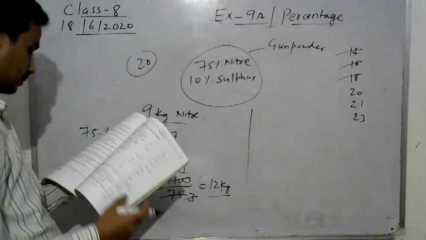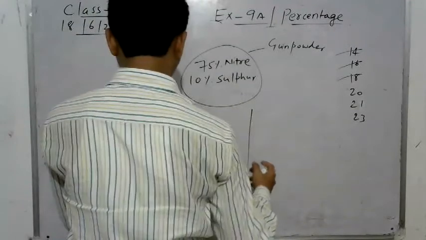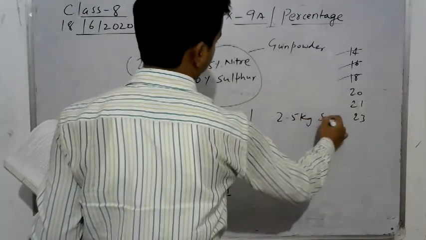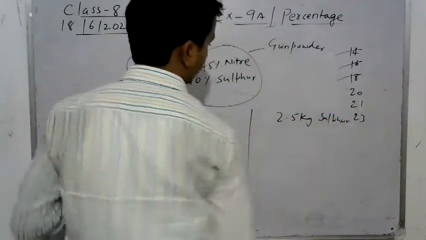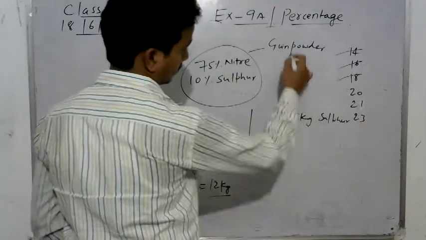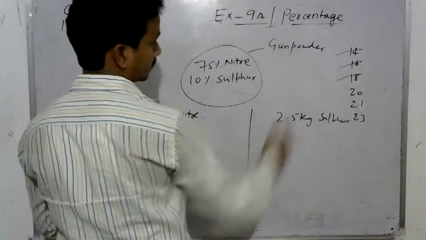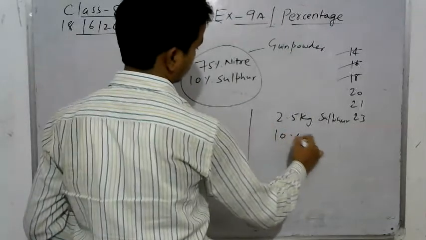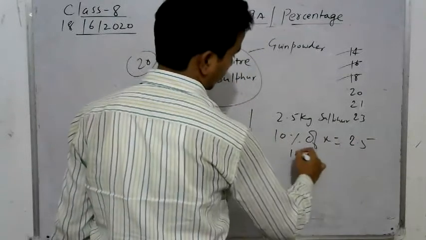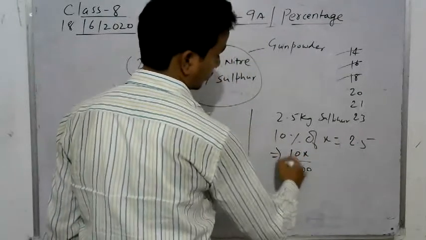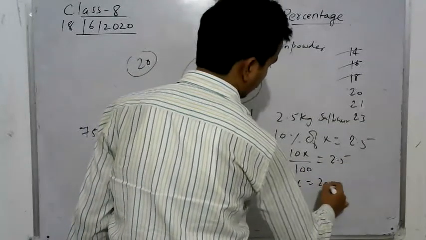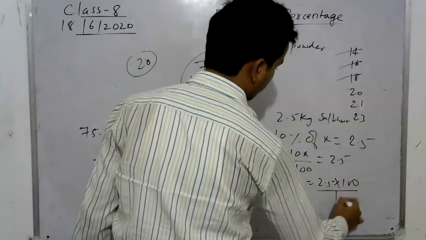The next part is saying if the gunpowder contains 2.5 kg of sulfur. If gunpowder contains 2.5 kg of sulfur, then what is the amount of gunpowder? Again, let the amount of gunpowder be X, and 10% of X will be equal to sulfur, which will be equal to 2.5. Now 10x by 100 equals 2.5. This implies X will be equal to 2.5 into 100 divided by 10.